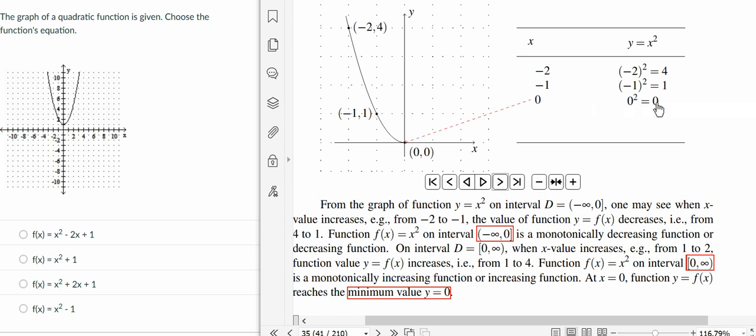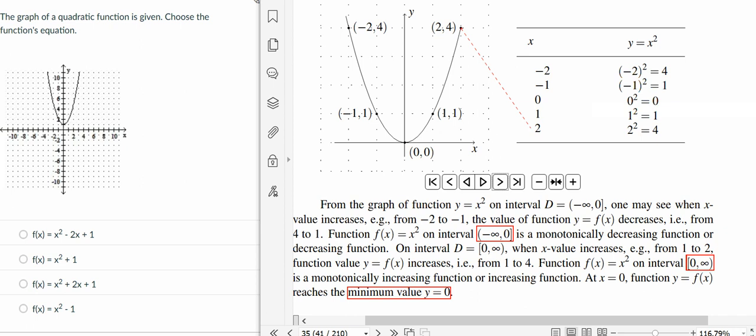Similarly, we have 0, 0 squared is the third point, fourth point, and fifth point. We connect all of them together, which is a parabola. This is the basic one. Okay. And this one, the vertex is actually 1 unit up.